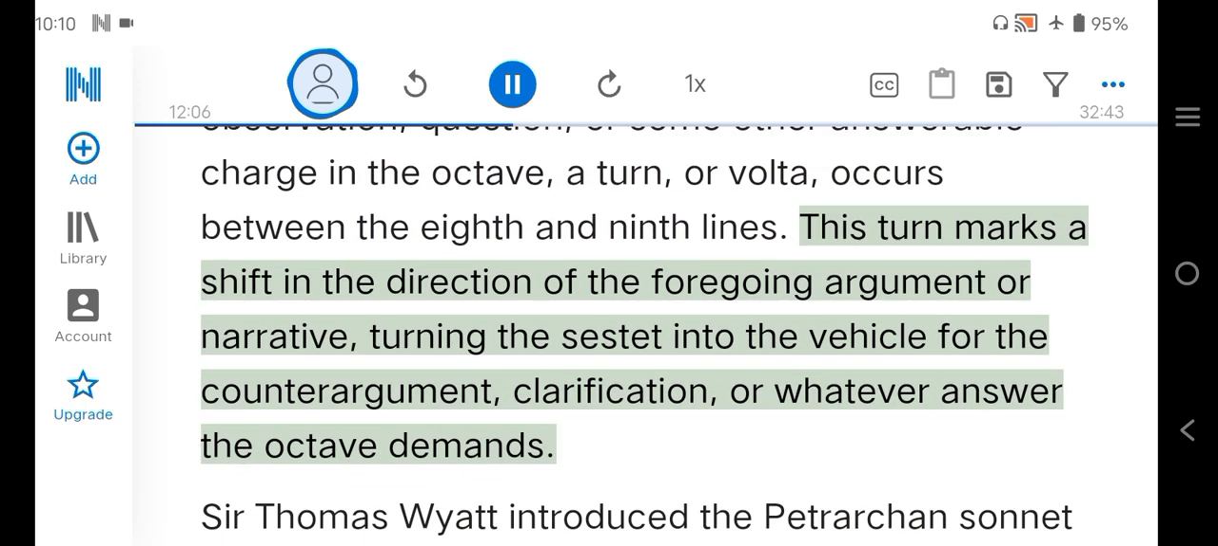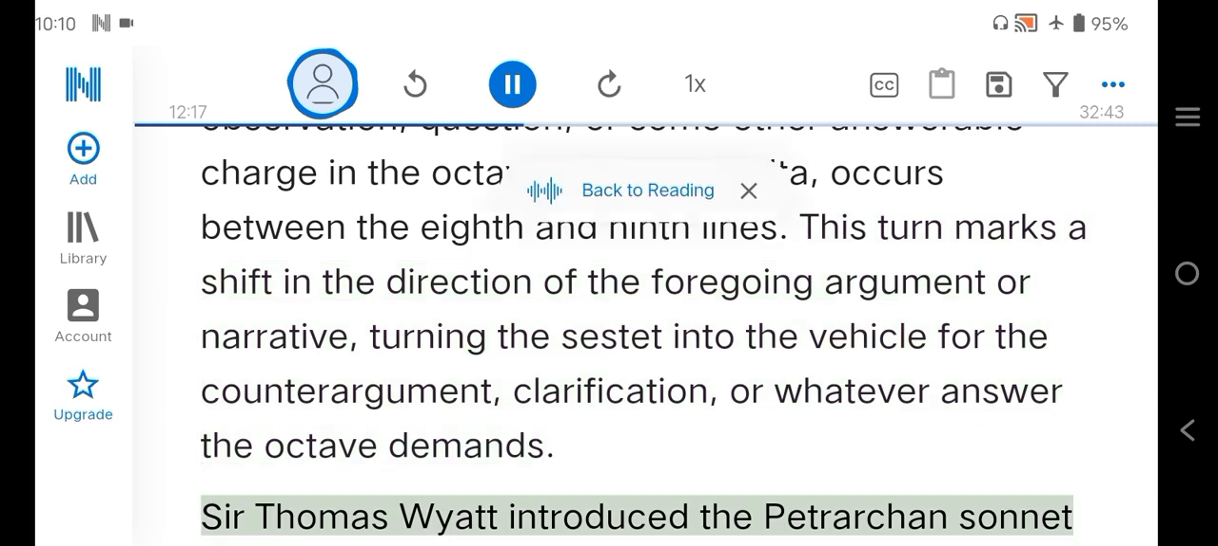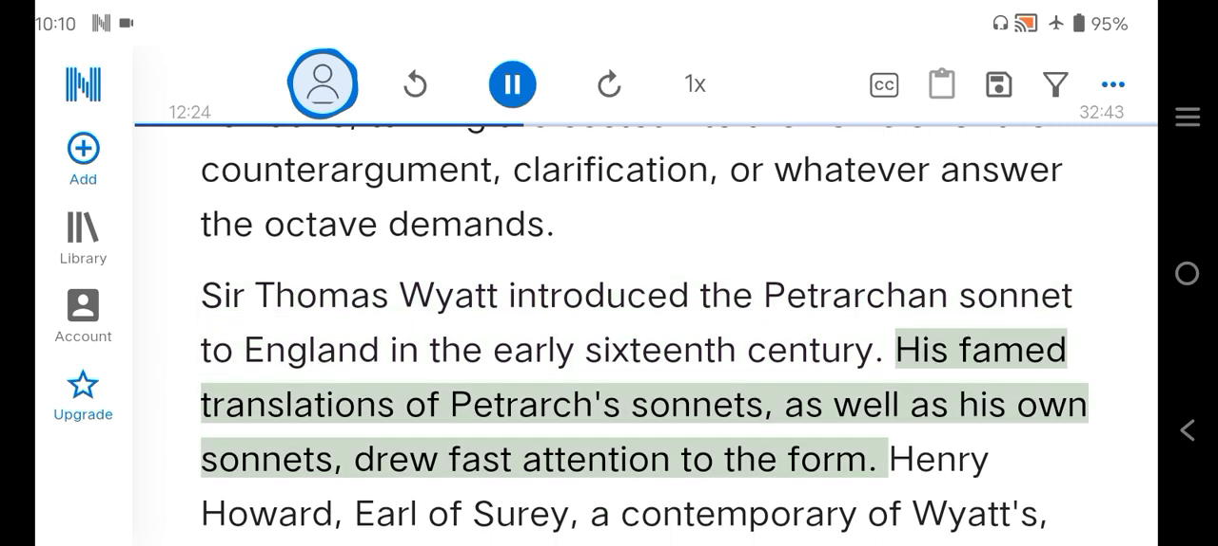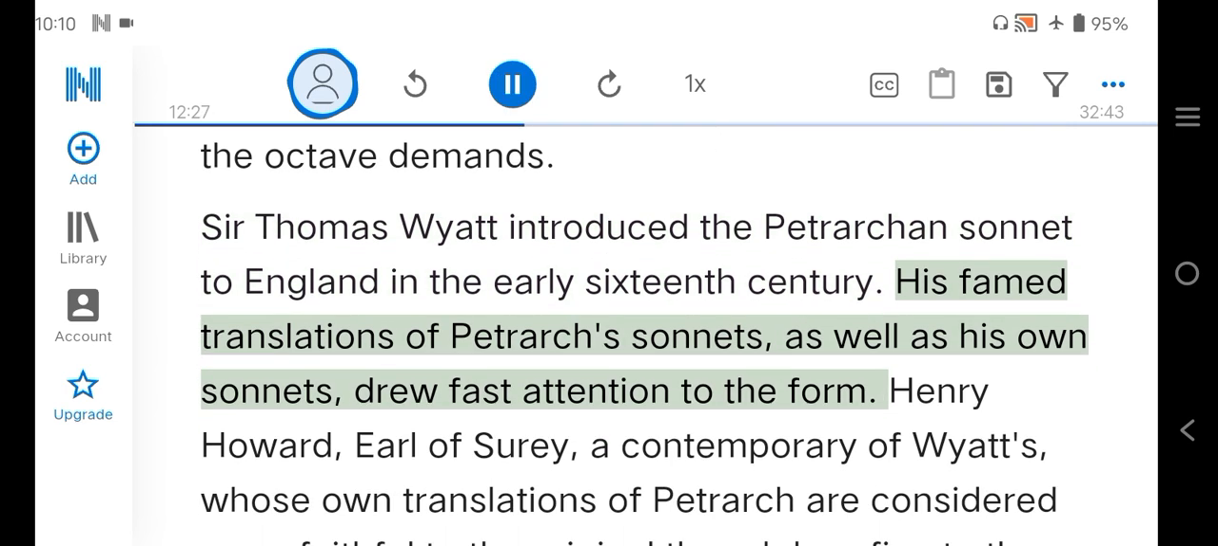This turn marks a shift in the direction of the foregoing argument or narrative, turning the sestet into the vehicle for the counterargument, clarification, or whatever answer the octave demands. Sir Thomas Wyatt introduced the Petrarchan sonnet to England in the early 16th century. His famed translations of Petrarch's sonnets, as well as his own sonnets, drew fast attention to the form.